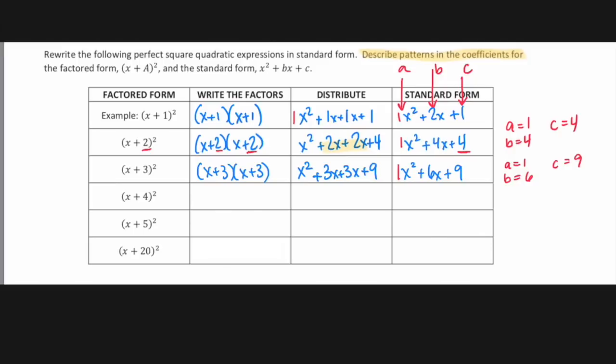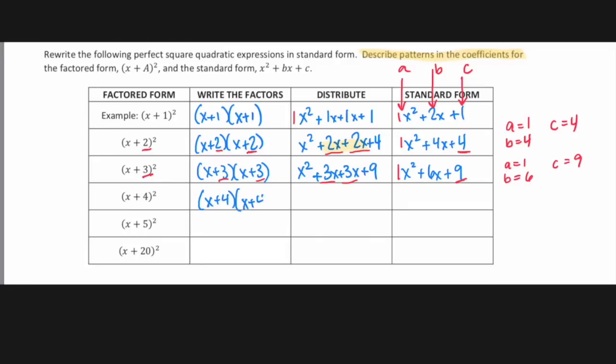So let's look at this one. We have a 9 as my C, and we have a 3 as one of the factors in factored form. 3 squared happens to be 9. So that works for x plus 2, that works for x plus 1, and it's kind of hard to see for x plus 1 squared and x plus 2 squared because they work a little differently. But that is the first pattern that I'm seeing.